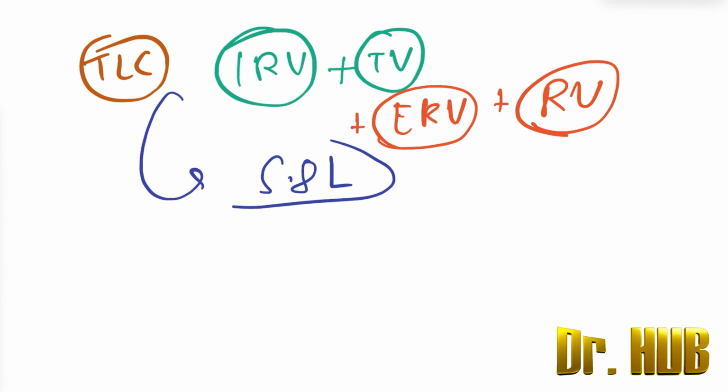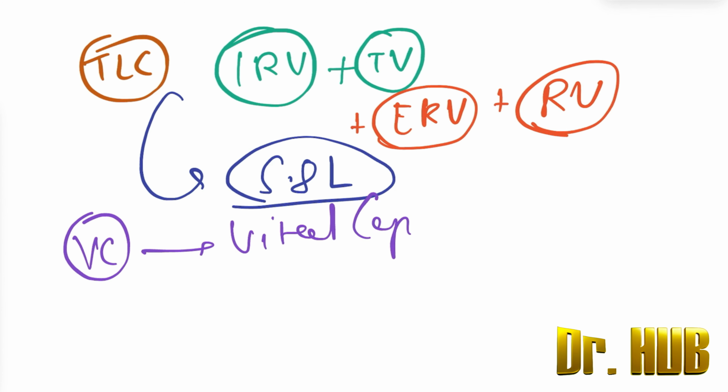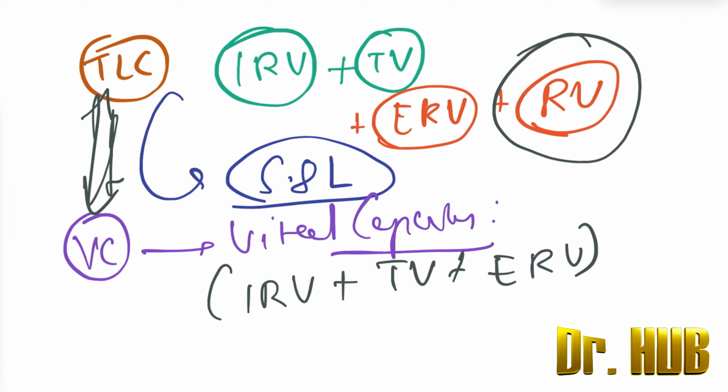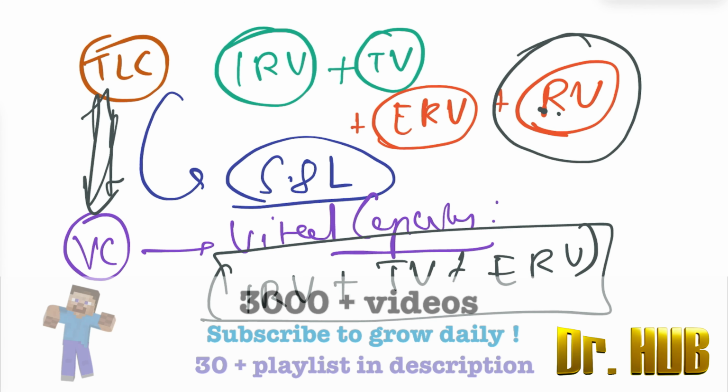Next, we look at the VC. VC is the vital capacity. Under the vital capacity, the amount is IRV, TV as well as ERV. The only difference between the TLC and the VC is the RV. RV is whatever is left after maximum expiratory effort. In case of VC, the RV is left out, so we are left with the IRV, TV as well as the ERV.